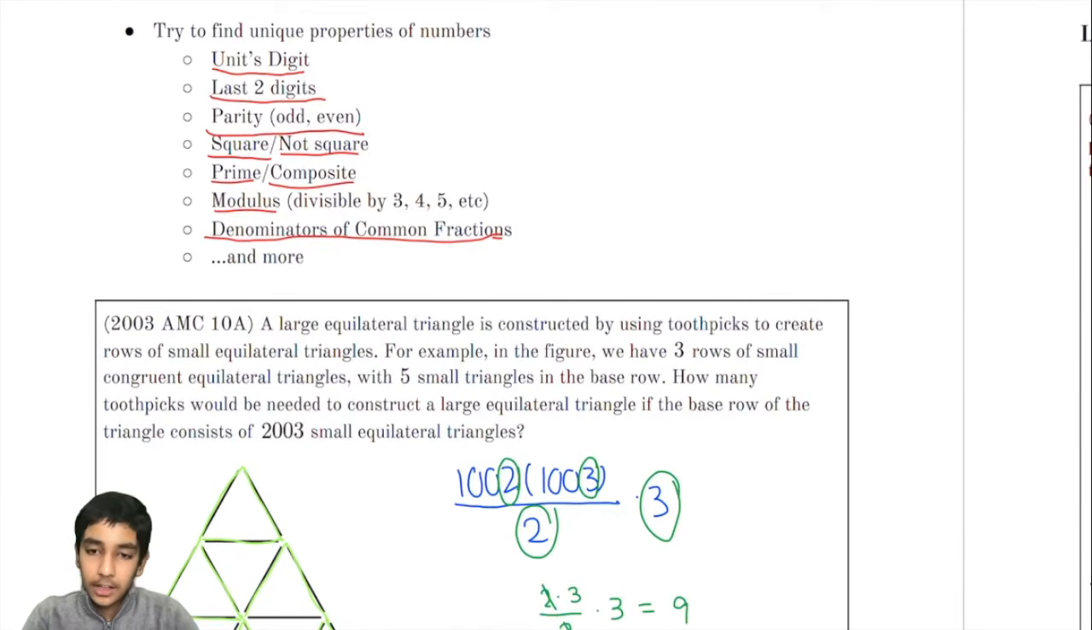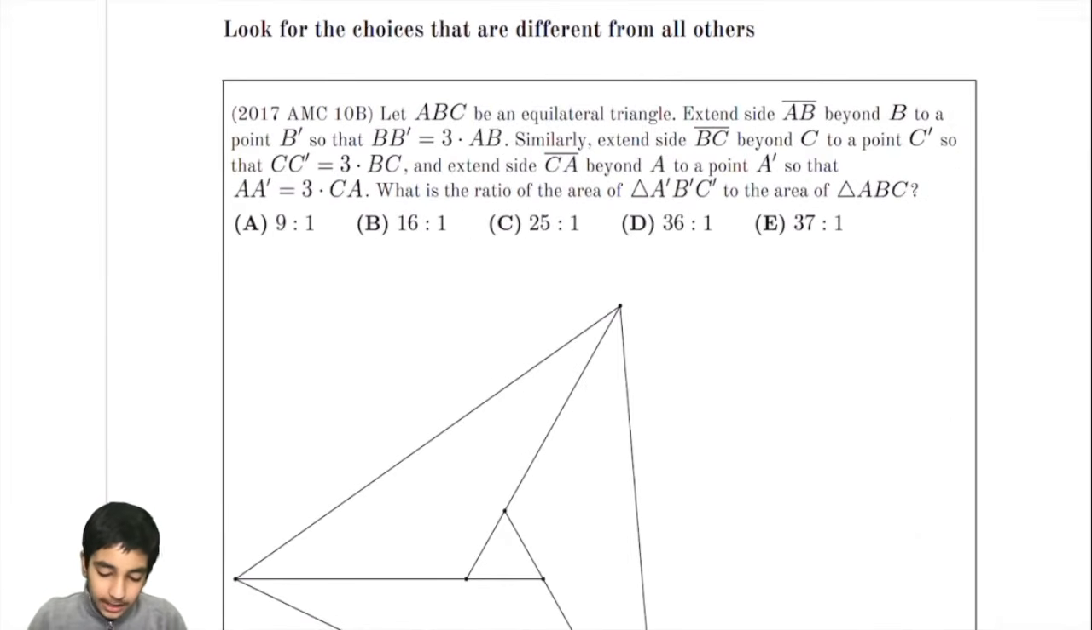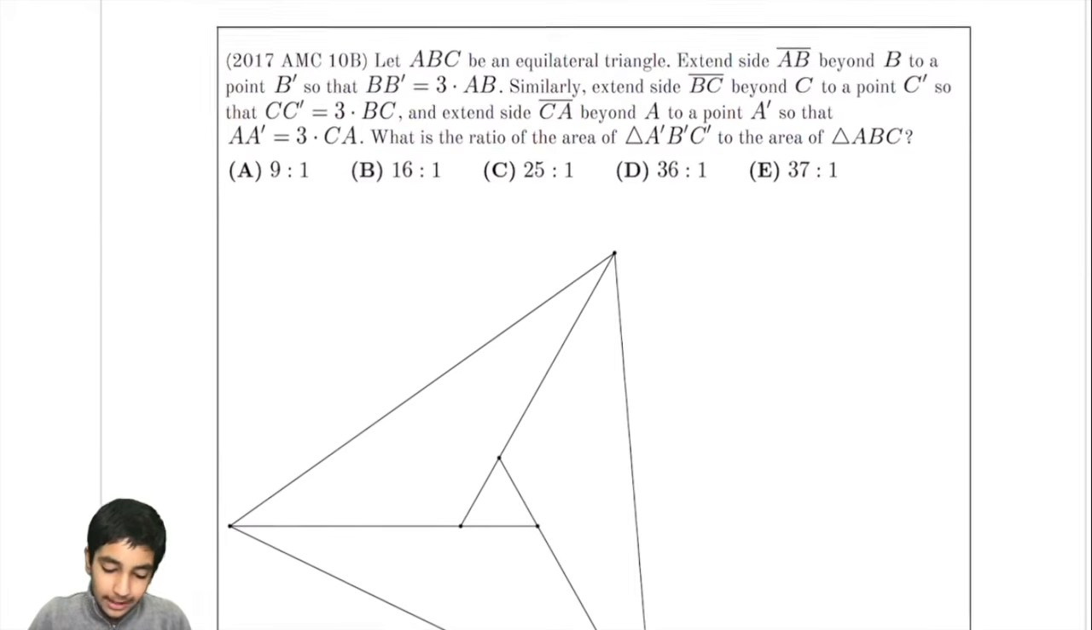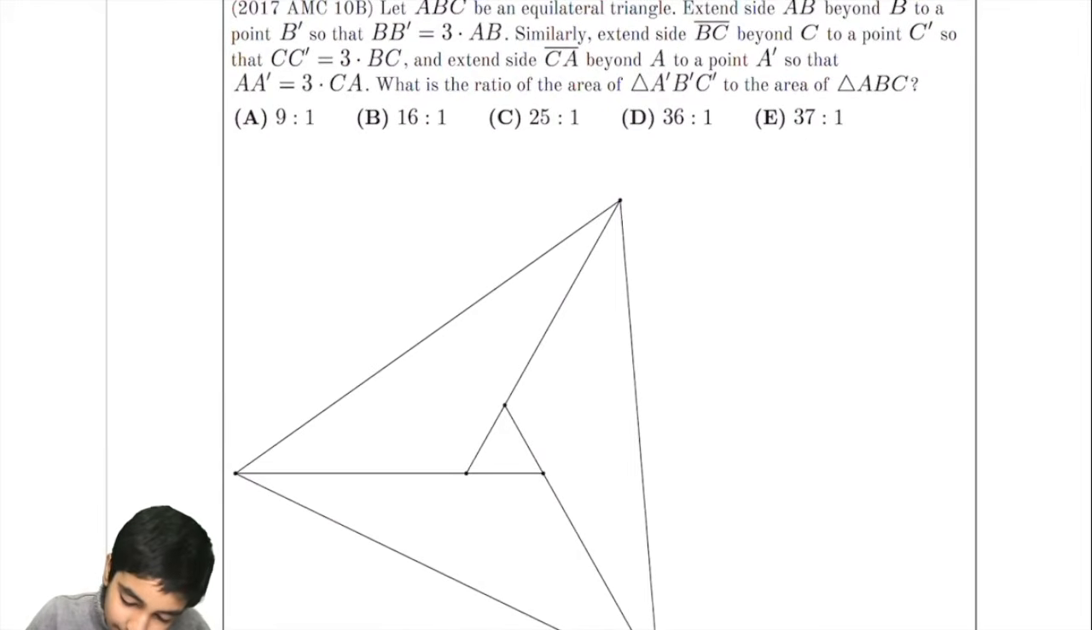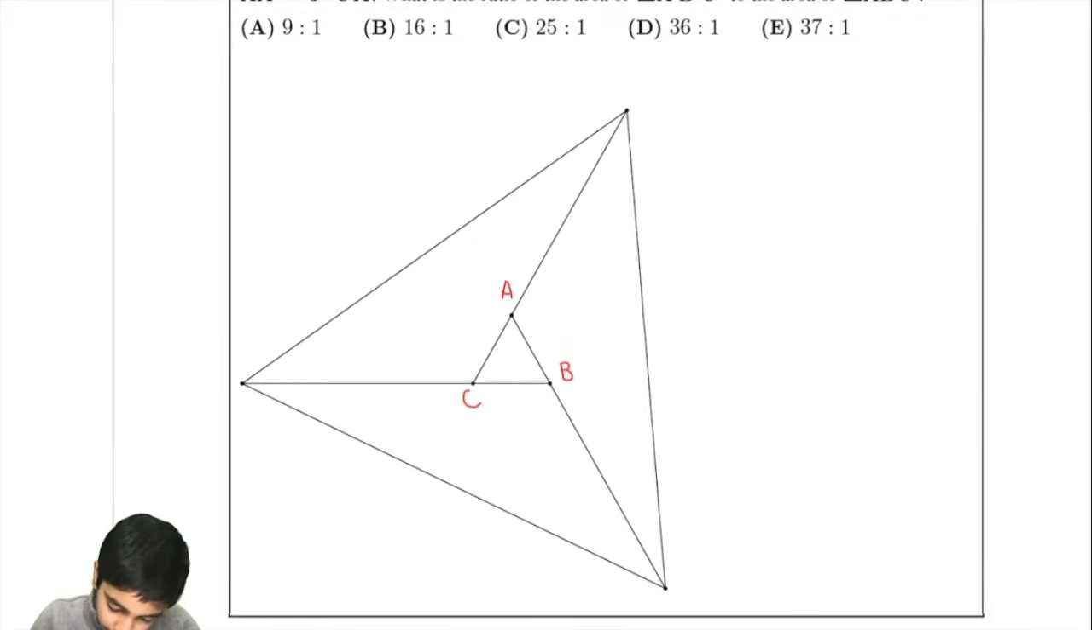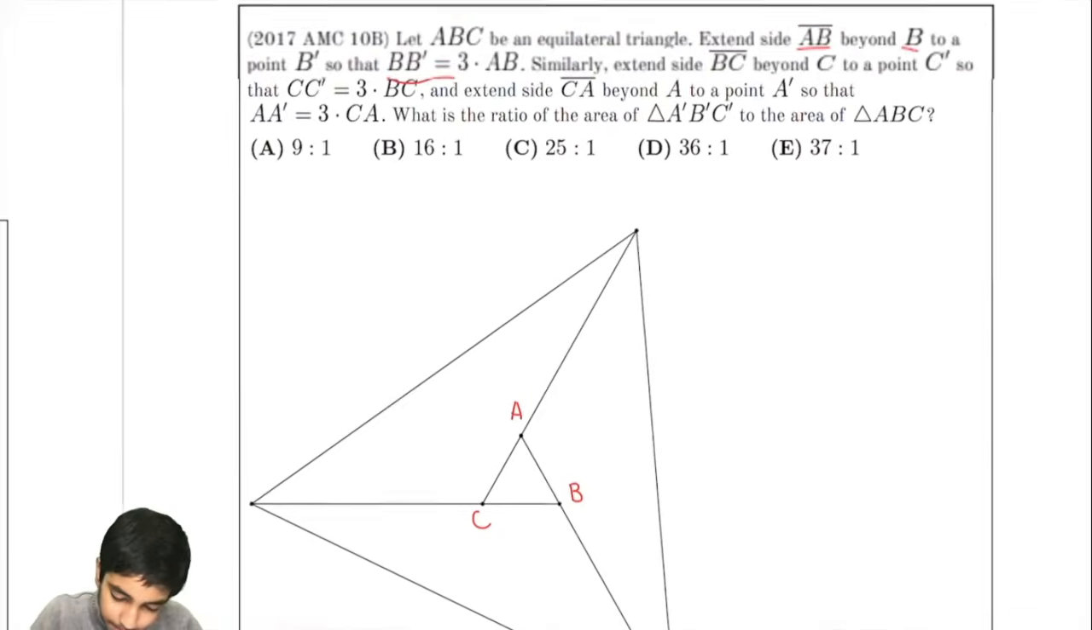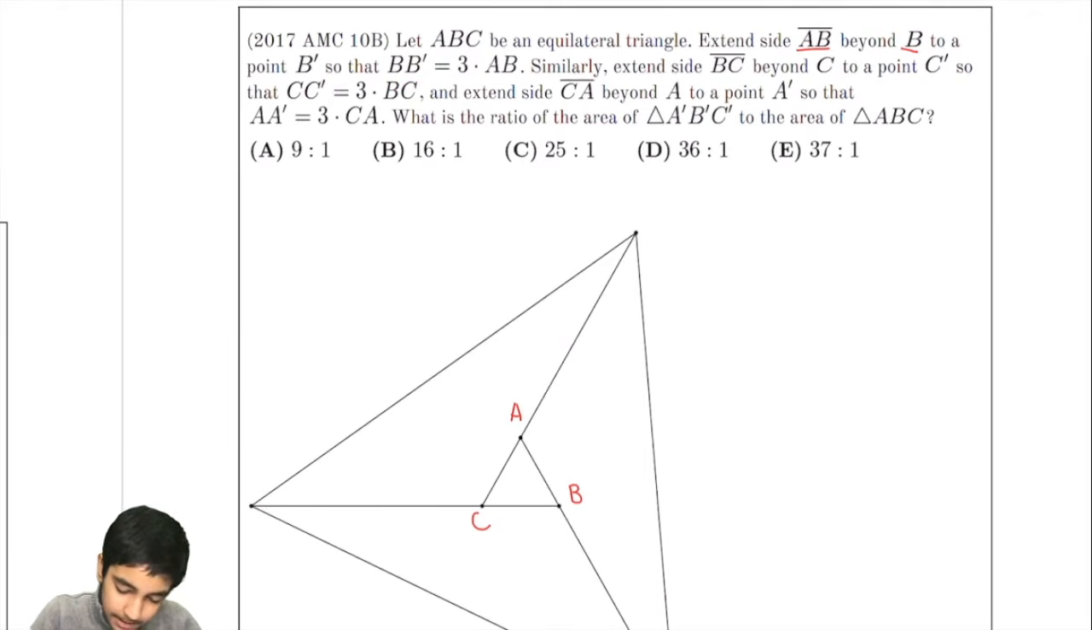Okay, so now let's take a look at the next technique. With this technique, you look for the choices that are different from all the other ones. So we have this equilateral triangle ABC, and we extend AB beyond B to a point B prime, such that B prime B is 3 times AB.